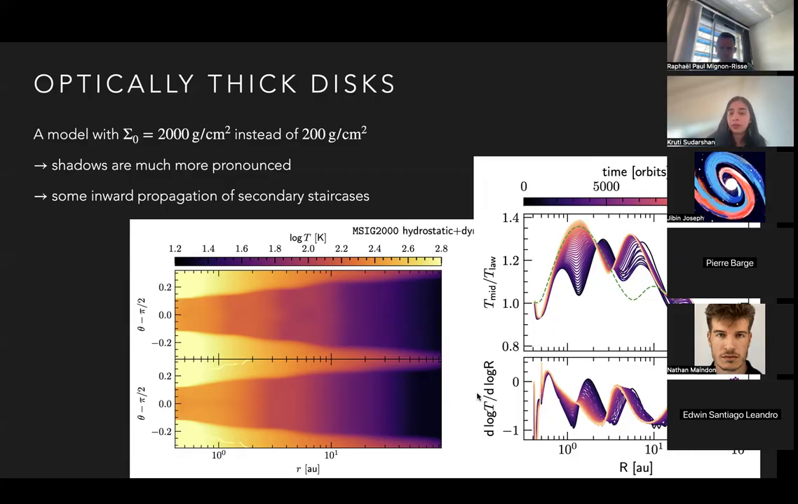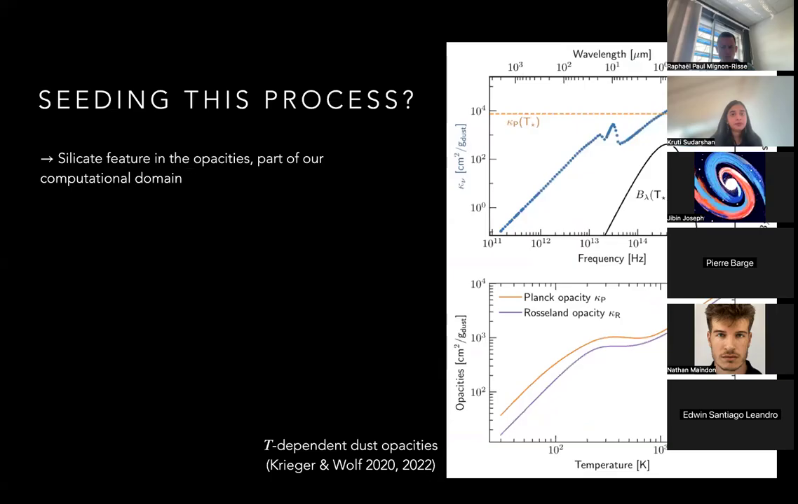Here, when I plot the radiant temperature gradient, we see that for the first bump, it's inverted, but for the rest of them, it's not. So the rest of them are still less pronounced shadows. And there is some inward motion here, but these are not similar to the inward motion that was predicted in the 1D case. So this is more of a steady staircase-like scenario overall.